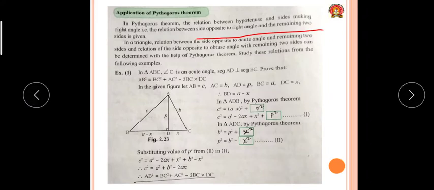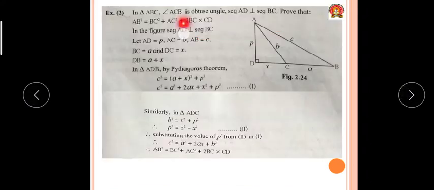In triangle ABC, angle ACB is an obtuse angle and AD is the height of the triangle, which is perpendicular to BC. Then we have to prove that AB square is equal to BC square plus AC square plus 2 BC into CD. If you observe the first and the second, only one sign is different. This is a trick to remember this formula. Now see in the figure, AD is perpendicular to BC.